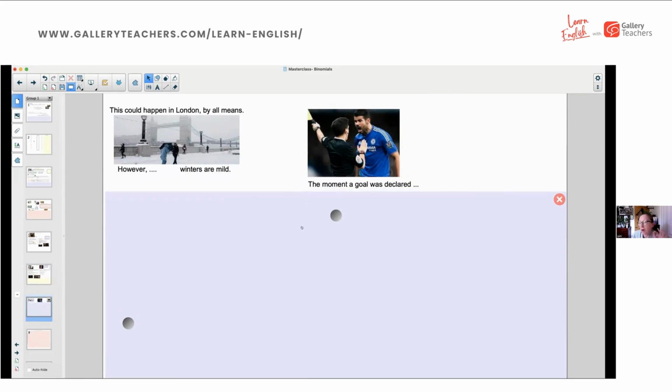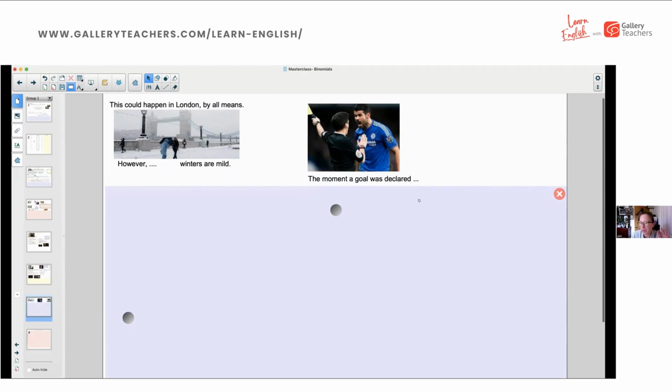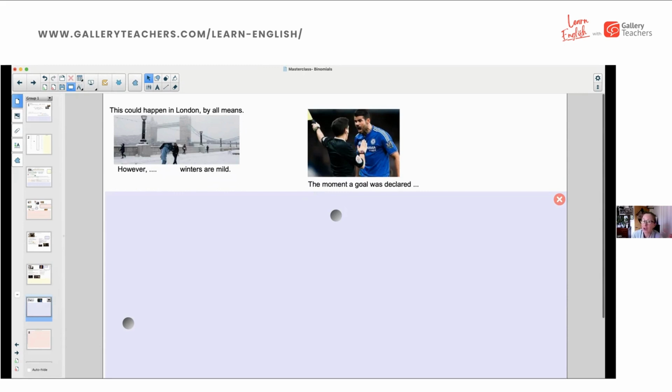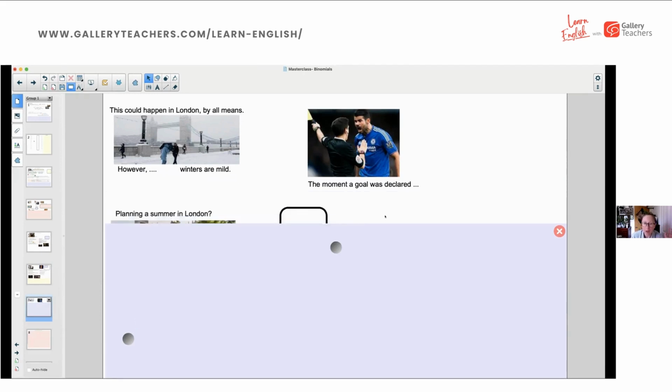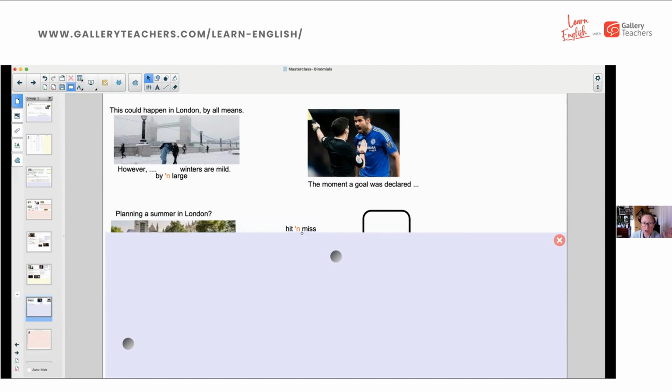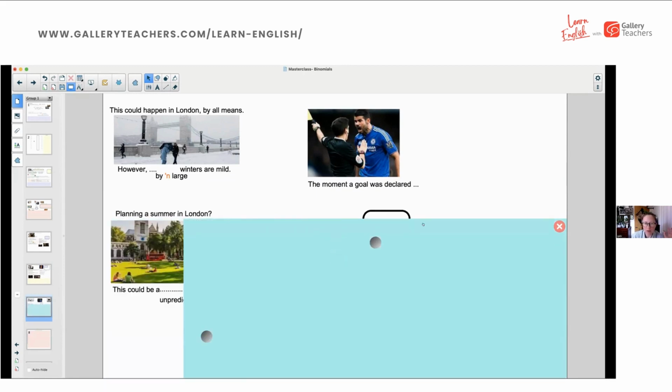The moment a goal was declared null and void. Oh, is it? I don't know. I know nothing about football. I just saw this image and I thought it would be a great image to illustrate this. So the goal was declared null and void. So, right, dismissed. So we have by and large, and we have null and void. I just gave you the answer.